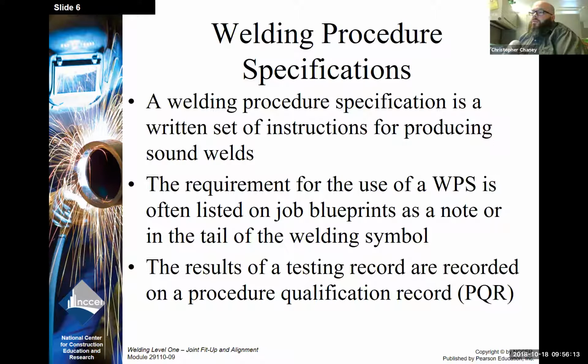A weld procedure specification is a written set of instructions for producing sound welds. The requirement for the use of a WPS is often listed on job blueprints as a note or in the tail of the weld symbol. The results of a testing record are required on a procedure qualification record. The only place that this may not be required is if you're using a pre-qualified design as laid out by AWS D1.1, which the qualifications that you guys will test for in this class are all done based on pre-qualified joint designs.